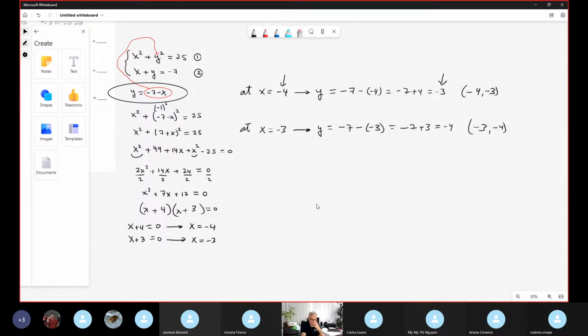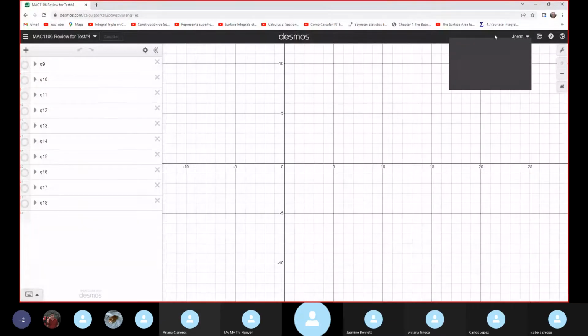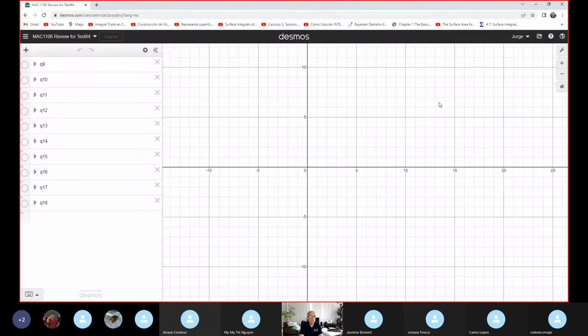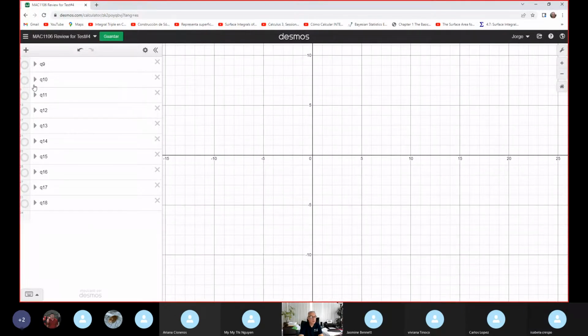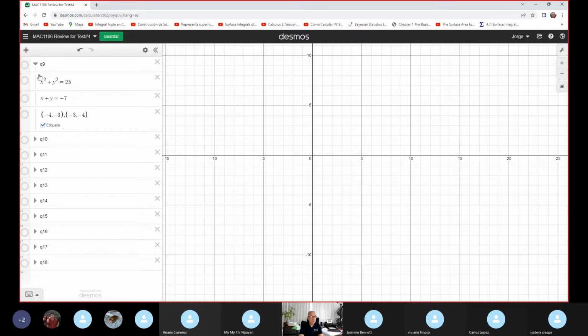Because when you're solving this, in order to make sure that everything is okay, I simulate in Desmos. Okay, let me show you. There you go. Do you see Desmos? Yes. This is question number 9 I did before. Look. Question 1, question 2, and the intersecting point. Boom! Look at that.